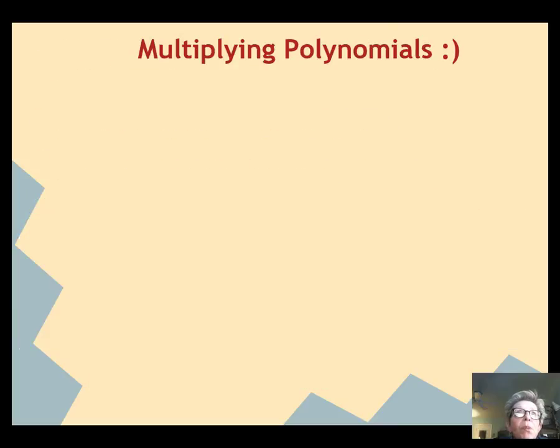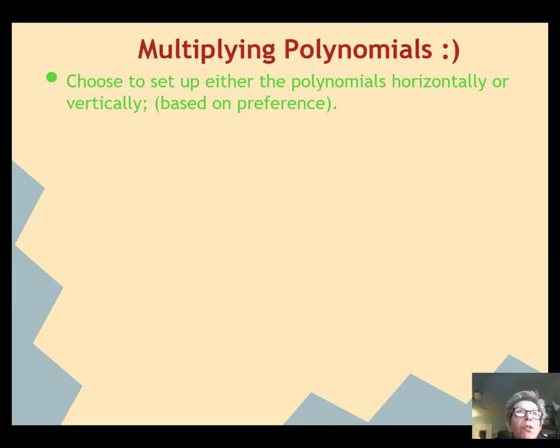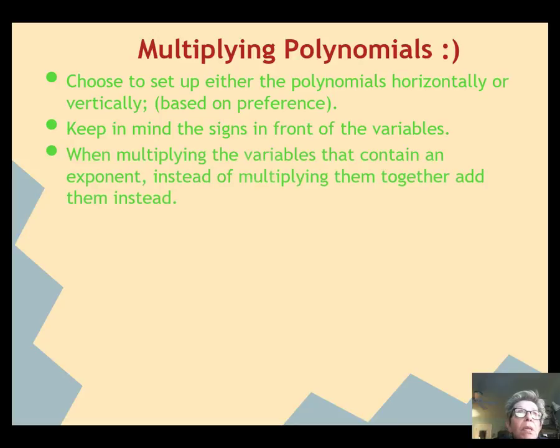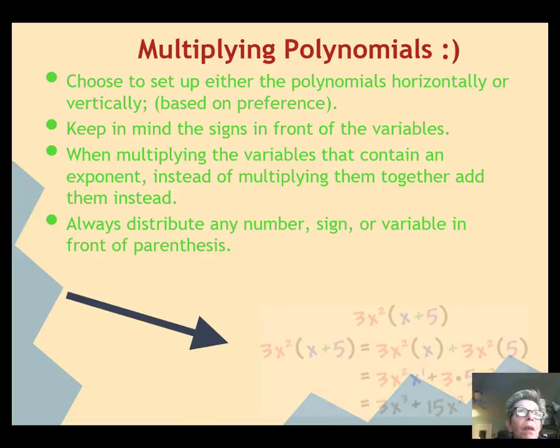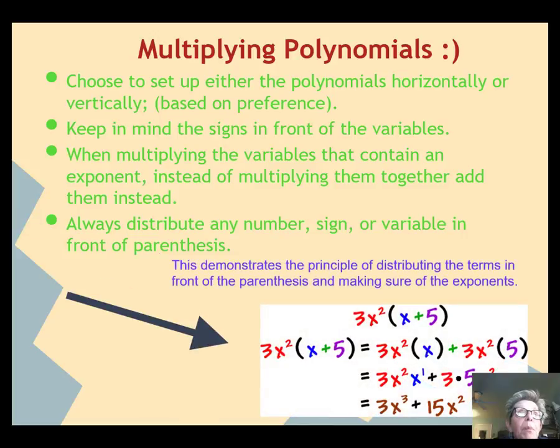Next, we're going to multiply exponents. Choose to set up the polynomials either horizontally or vertically. Keep in mind the signs in front of the variables. When multiplying the variables that contain an exponent, instead of multiplying them together, add them instead. That you should remember from week 1 in your rules of exponents. Always distribute any number, sign, or variable in front of the parentheses.